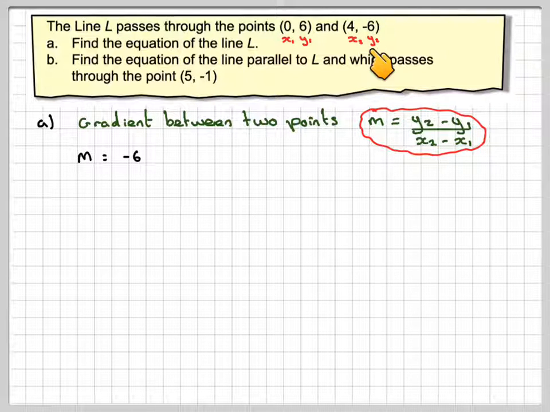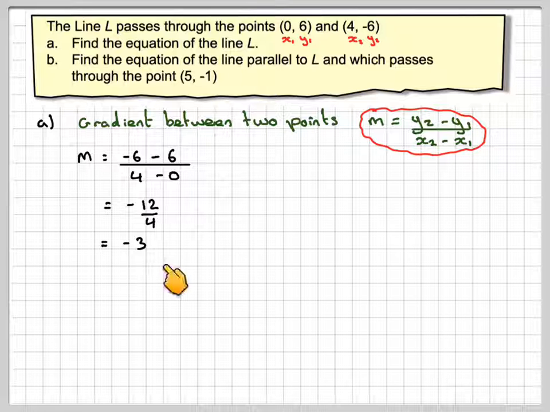So y2, which is minus 6, be careful with signs, minus y1, which is 6, divided by x2, which is 4, minus x1, which is 0. Minus 6 minus 6 will give me minus 12. 4 minus 0 will give me 4. Minus 12 divided by 4 is minus 3. So the gradient will be minus 3.